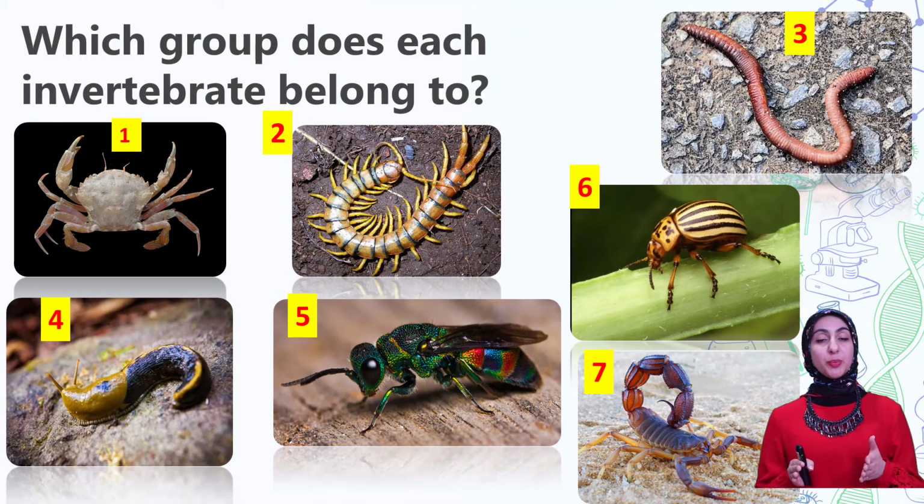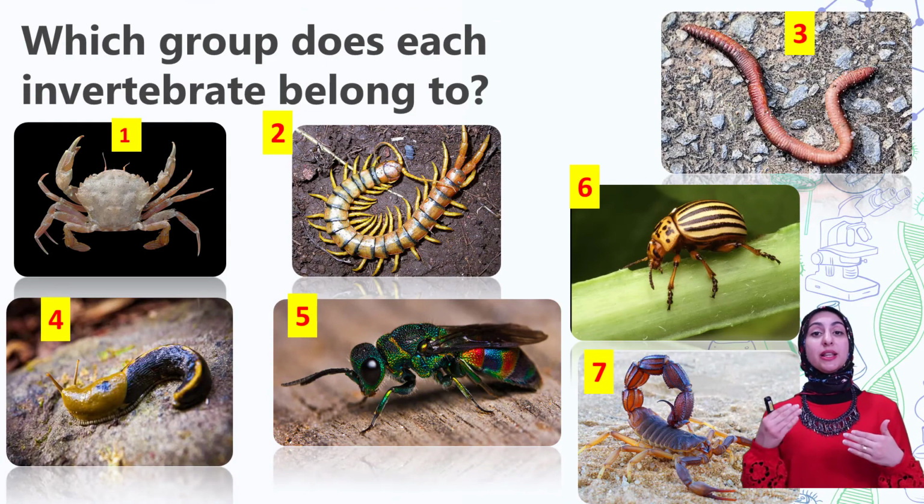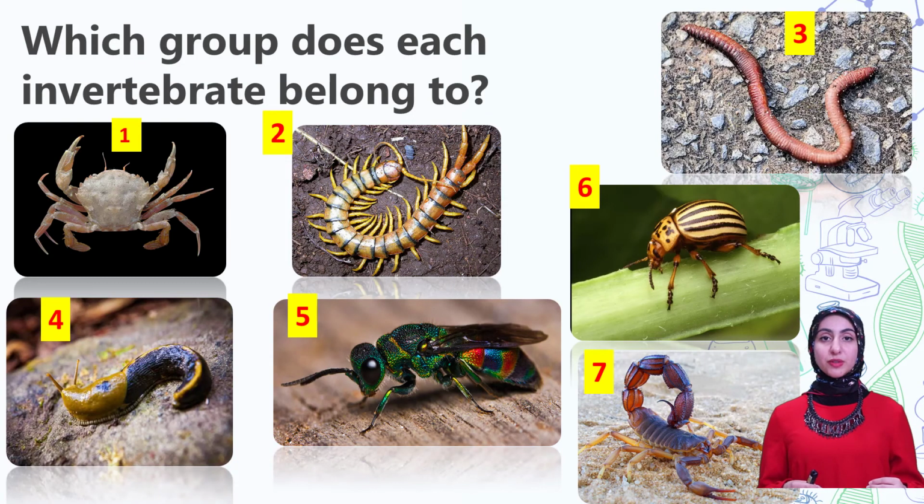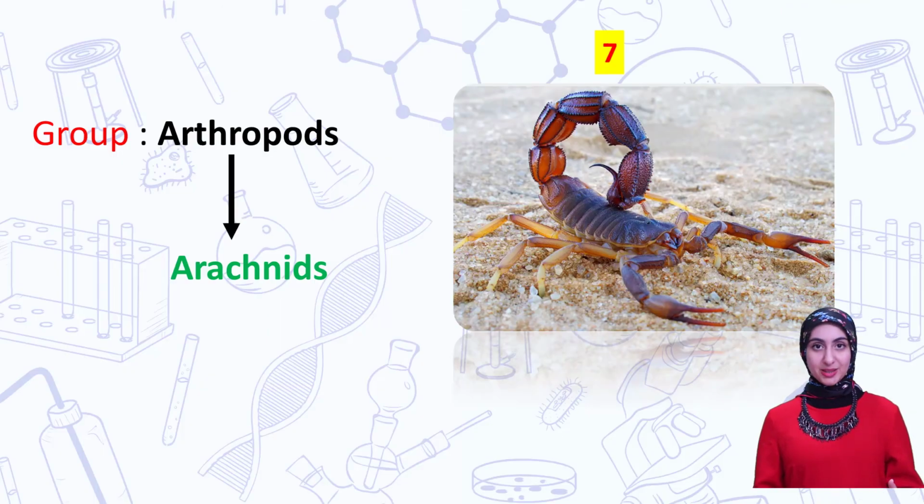The sixth invertebrate here, it has 3 legs on each side also. This means it has 6 jointed legs. It has one pair of antennae, and its body is divided into 3 parts: head, thorax, and abdomen. So it is classified as insects also. The seventh invertebrate here, it has 4 jointed legs on each side. This means it has 8 jointed legs. There are no wings, no antennae, so it is classified as arachnids.